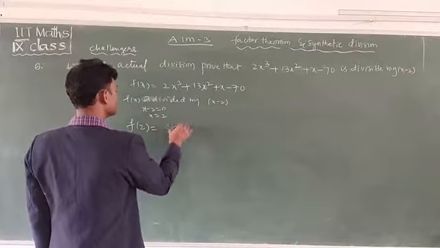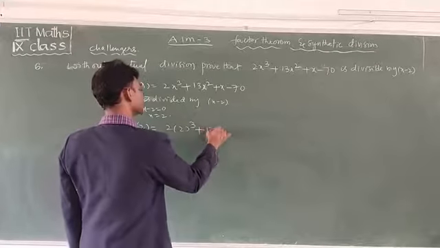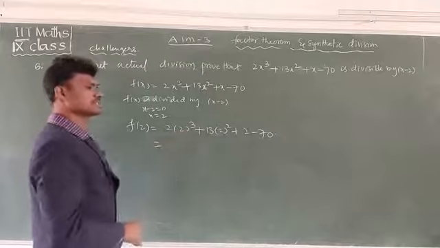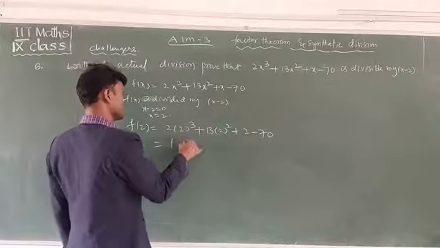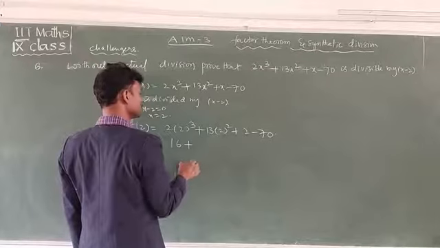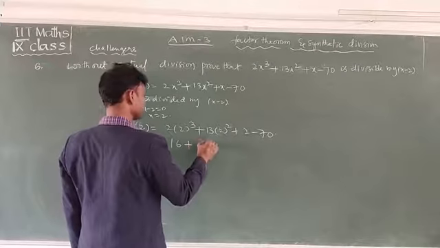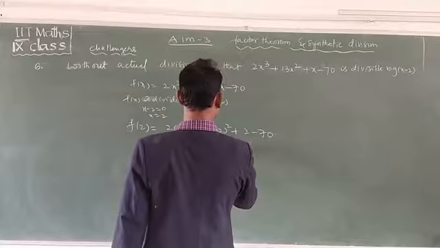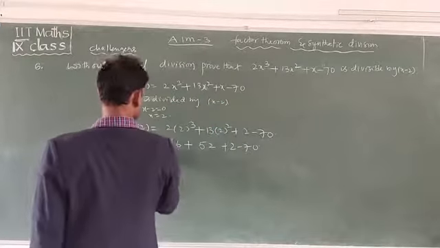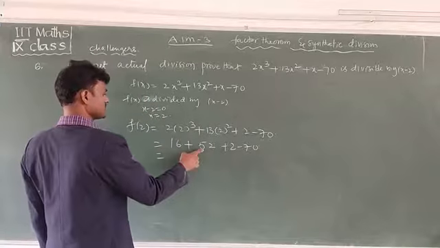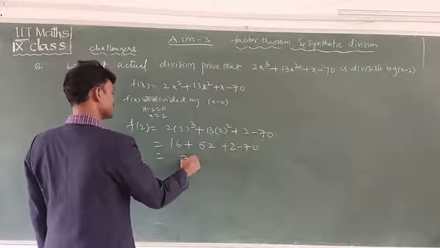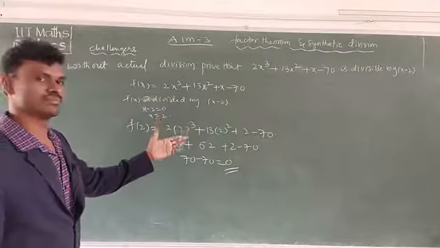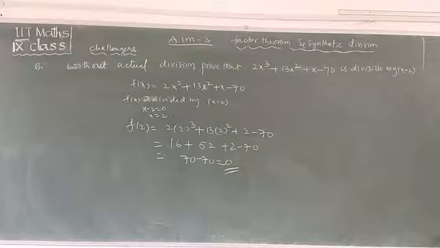See here, 2 into 2 power 3 plus 13 into 2 square plus 2 minus 70. 2 cube is equal to 8, 8 2s are 16, plus 2 square is 4, 13 4s are 52, plus 2 minus 70. Now this is 50, 60, 68, 70. 70 minus 70 is equal to 0. Therefore, it is divisible by x minus 2. No doubt.